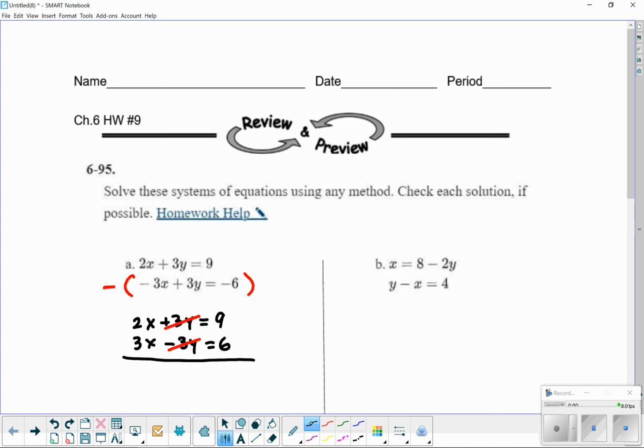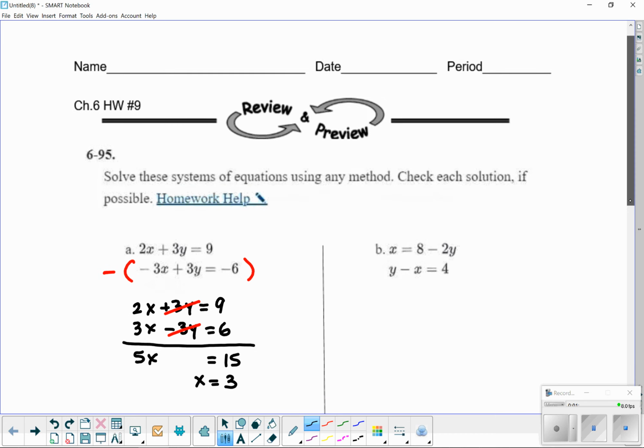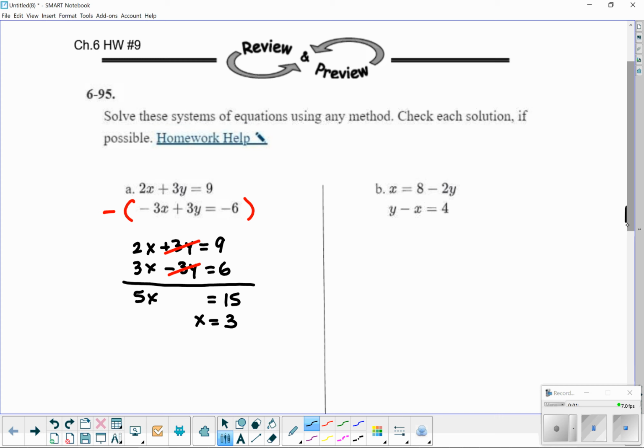So we just finished working on this, and now you have 5x equals 15. When you solve this, divided by 5, you get x equals 3. So now you've solved for your x, and you're going to utilize that for your y.